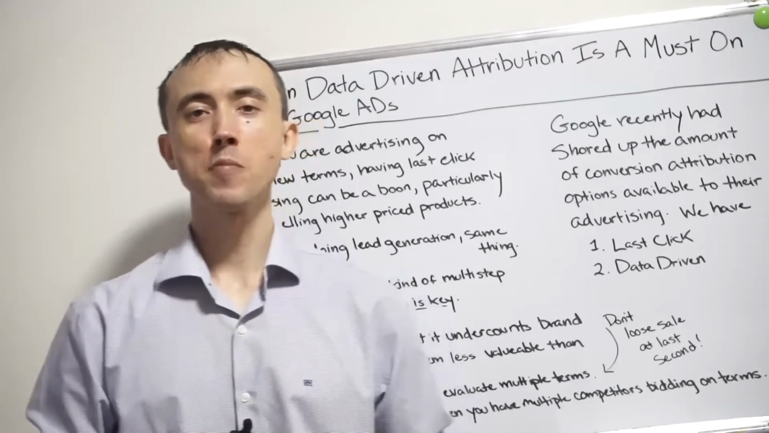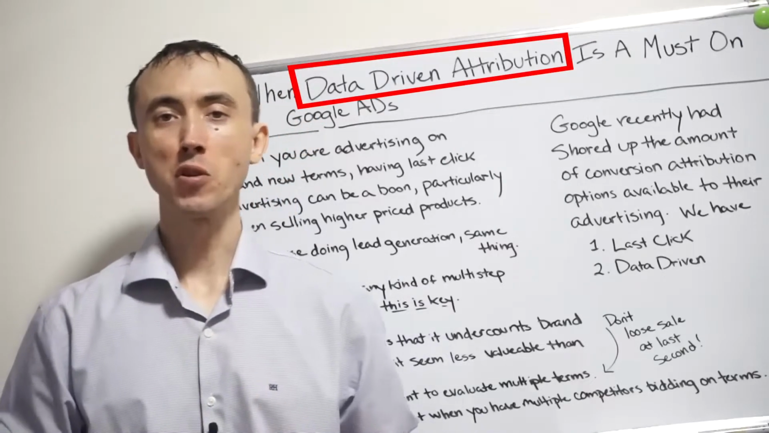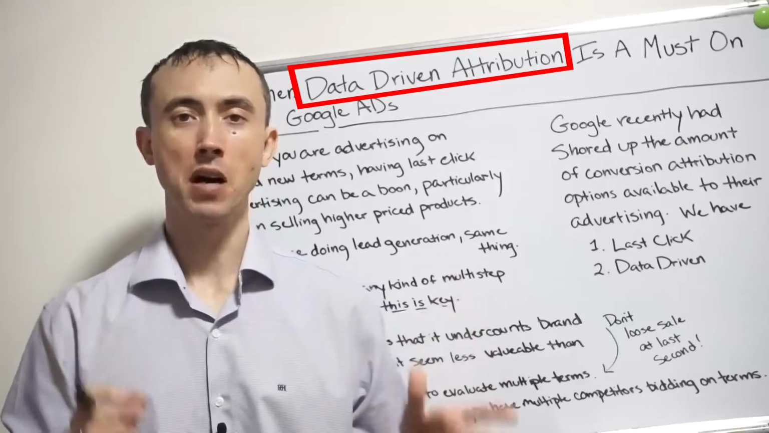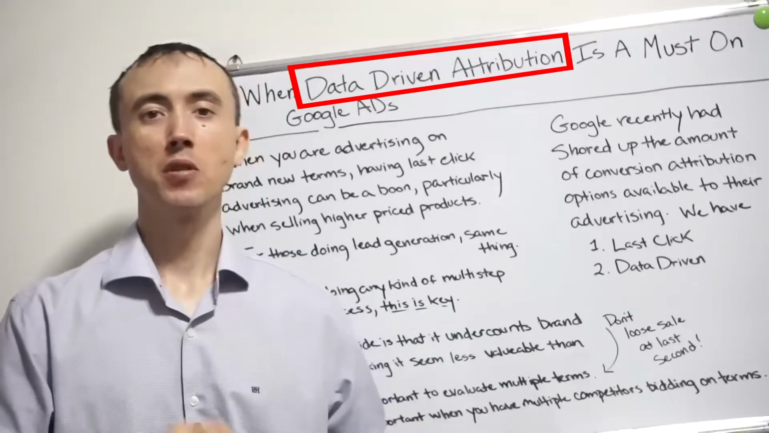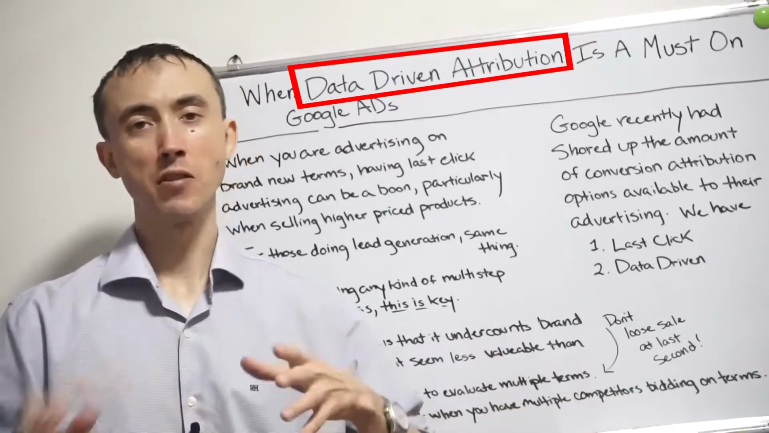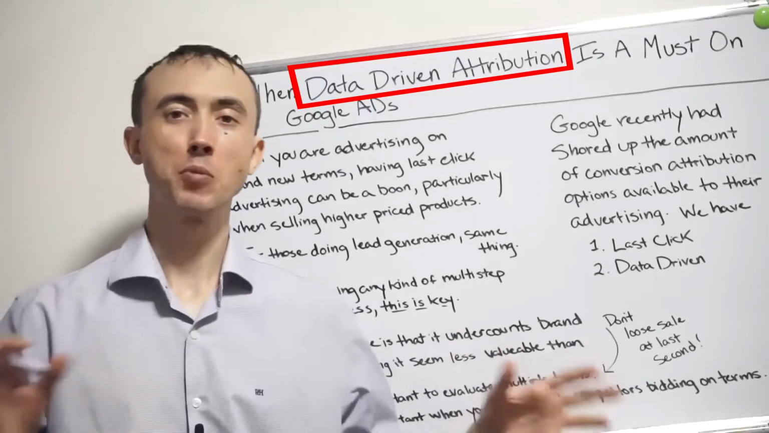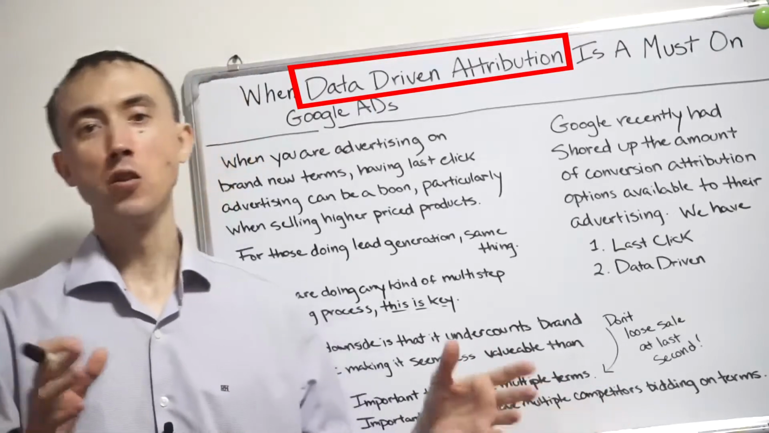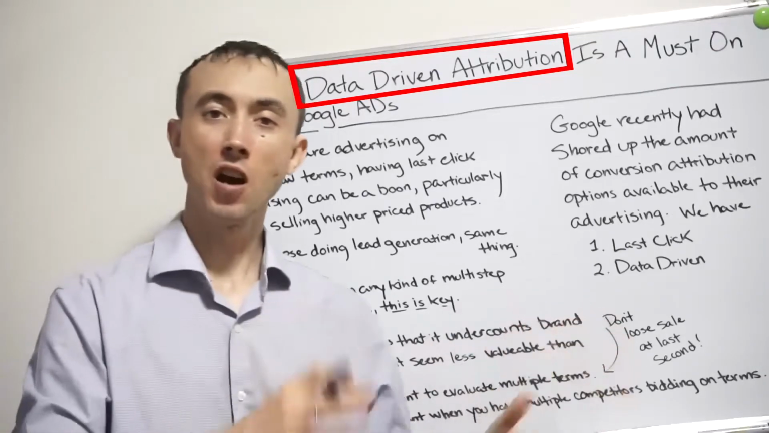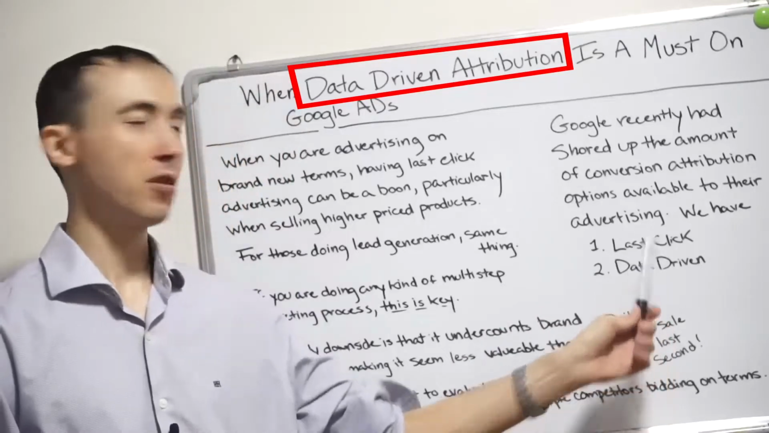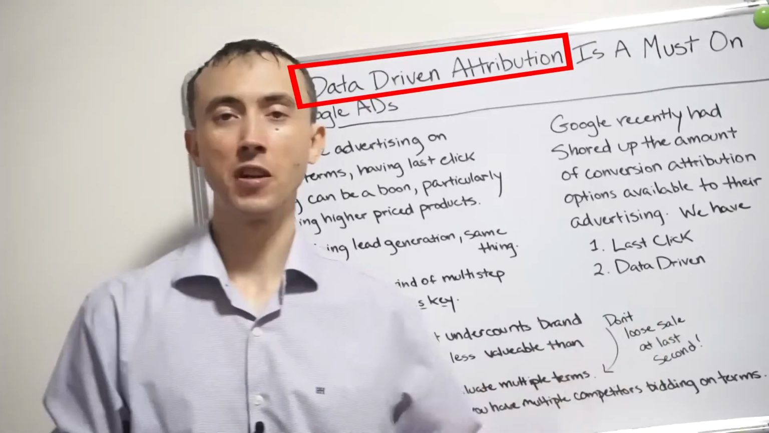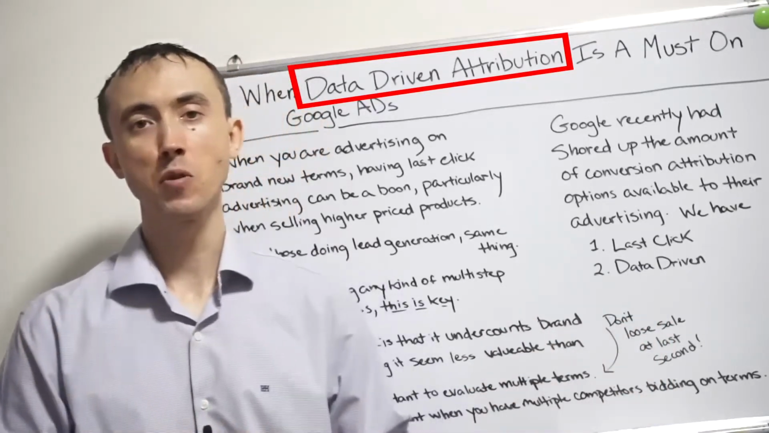Today's video we're going to talk about data-driven attribution on Google Ads and why it's a must. If you're in certain situations, certain business types, you need to be doing this to get the most out of your Google Ads, and we're talking about a big substantial difference in results using another attribution type, which at this moment in time is last click would be your other option besides data-driven attribution.